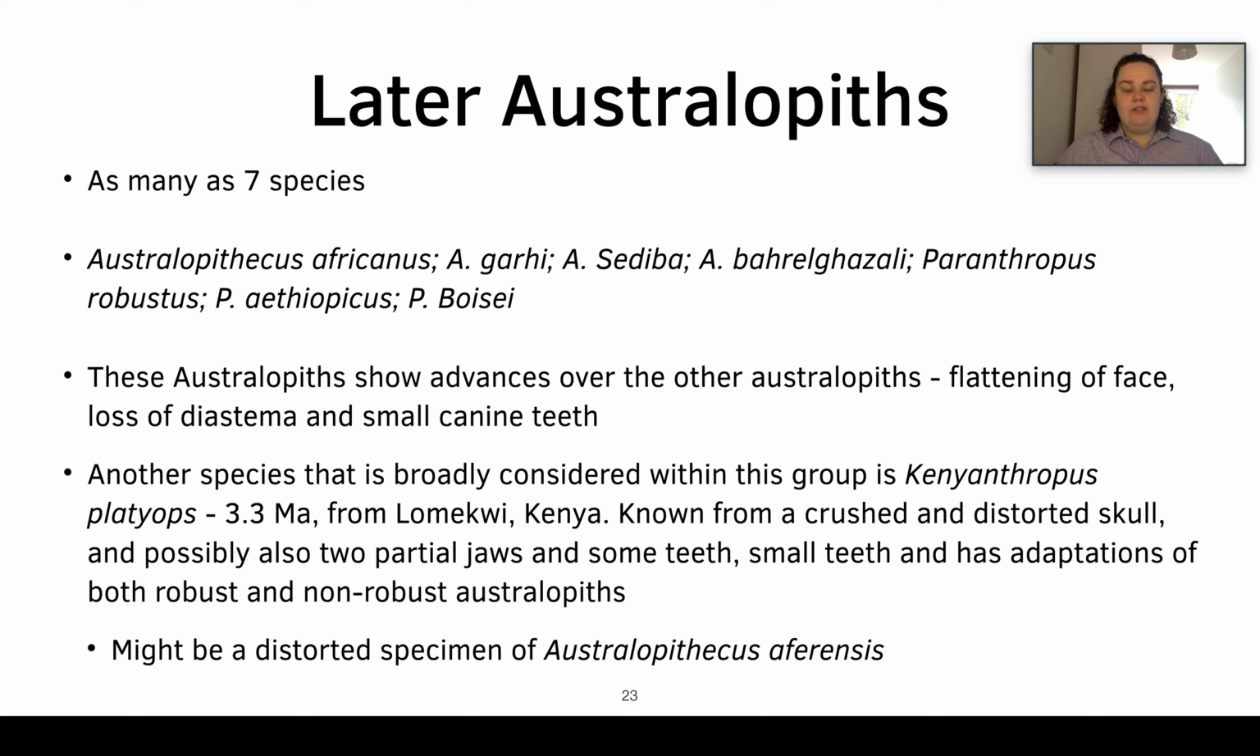And then there's another species that we consider to be within the Australopiths, and it's known as Kenyanthropus. It's 3.3 million years old, and it's from Kenya, and it's known from a crushed and distorted skull, with 2 partial jaws and some teeth. The teeth are small, which is good to know because it will be part of our clade, and it has adaptations for both robust and non-robust Australopiths. However, it's debated whether Kenyanthropus is its own species or just a distorted specimen of Australopithecus afarensis.